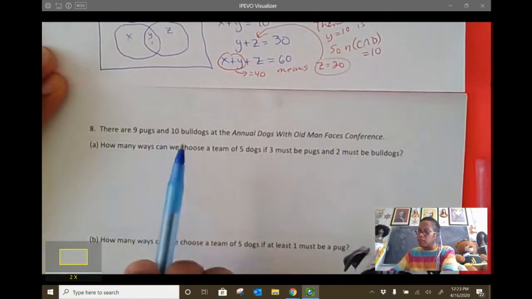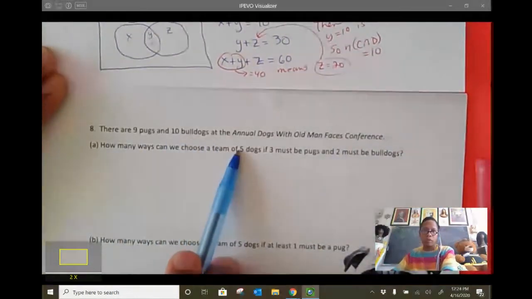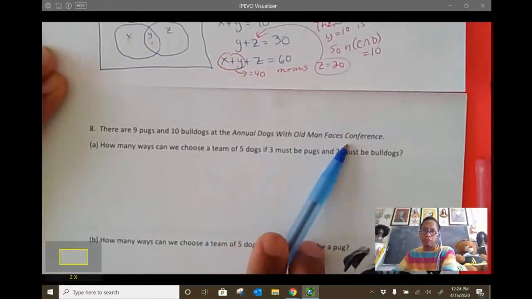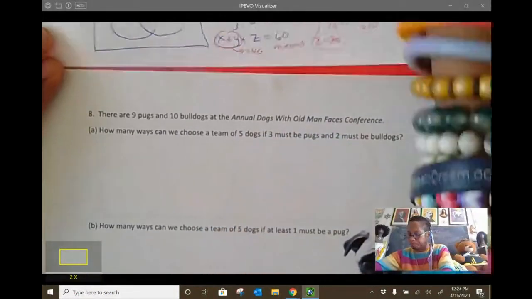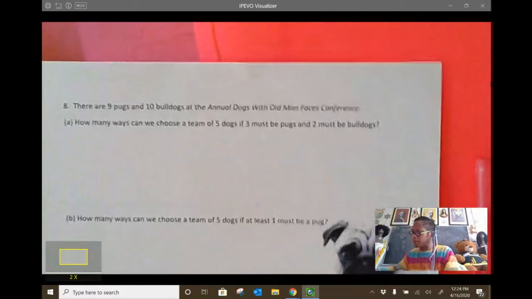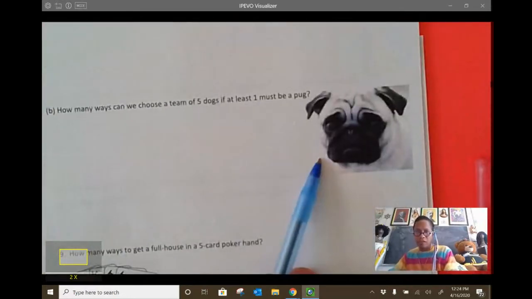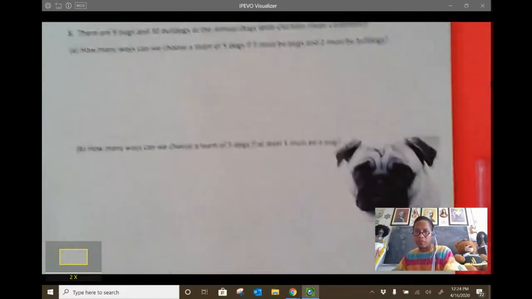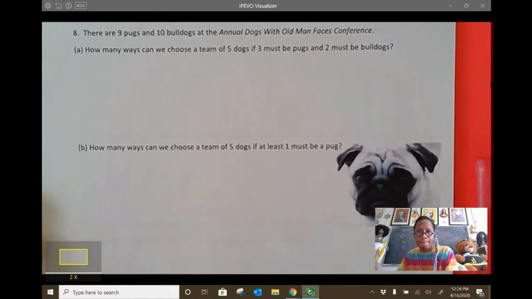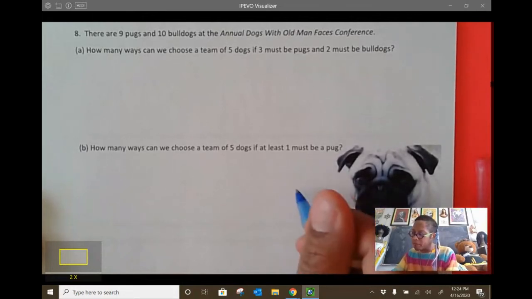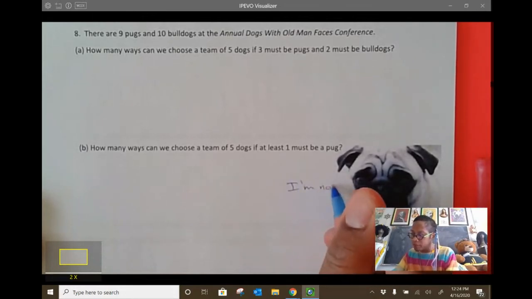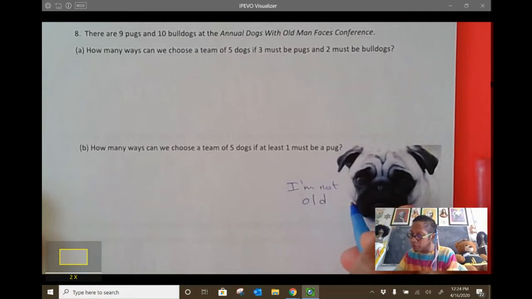There are 9 pugs and 10 bulldogs at the annual Dogs with Old Man Faces conference. That's a real thing. I didn't make that up. Or maybe I did. But check it out. Doesn't that look like an old man? Totally looks like an old man. Okay, he looks like a man.